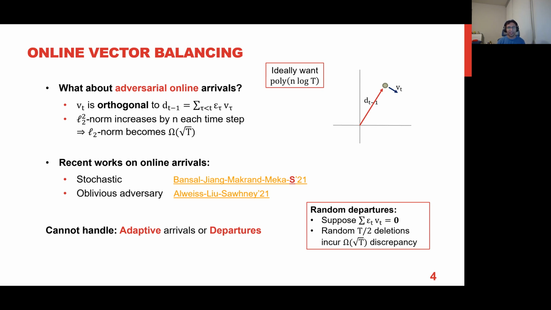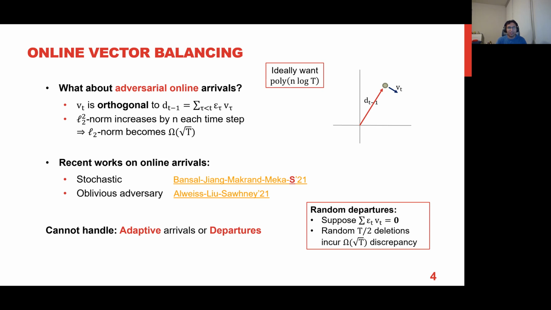The question is, can we still obtain any guarantees for online settings when you have both arrivals and departures? And maybe the arrivals and departures are both chosen by a fully adaptive adversary. One can already show, even for some random departures, that you have to, in some sense, recolor the vectors. If you don't change the colors of old vectors, then you cannot do much. You have to lose polynomiality.